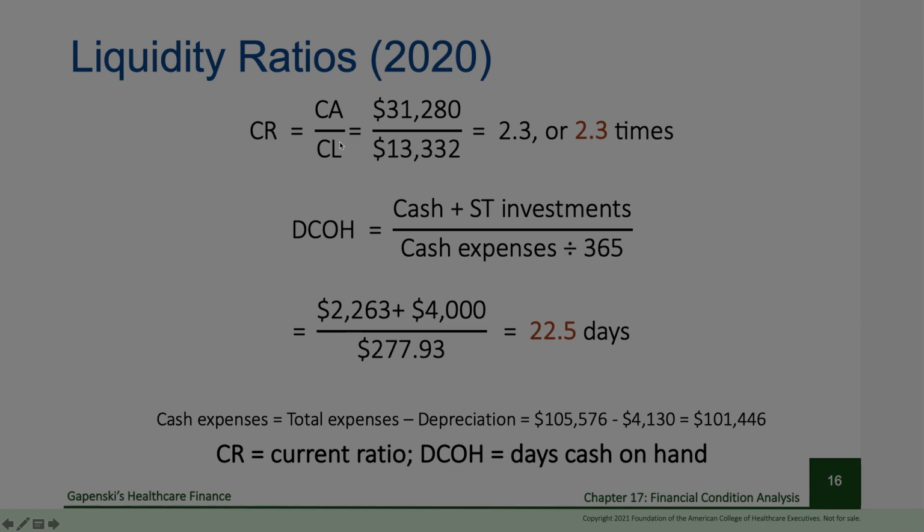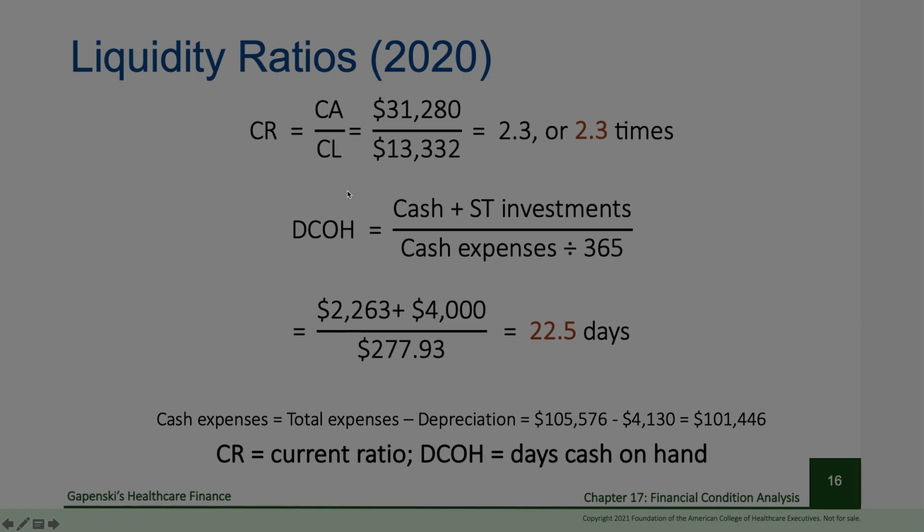And current ratio tells that the immediate liquidation of Riverside's current assets will provide $2.3 of cash for every $1 of current liabilities. So every $1 of current liabilities produces $2.3 of cash.